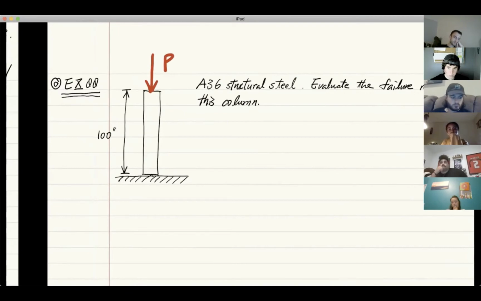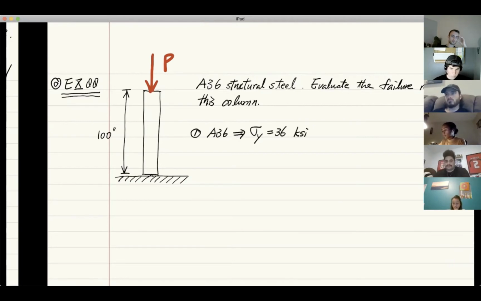So how do we solve the problem? The way I solve problems is usually by steps. So step one, let's understand our condition. So what is A36 structural steel? A36 structural steel means that the yield stress is 36 KSI. And as you remember, this is from steel design, right? Some of you probably remember A36 means the yield stress is 36 KSI.